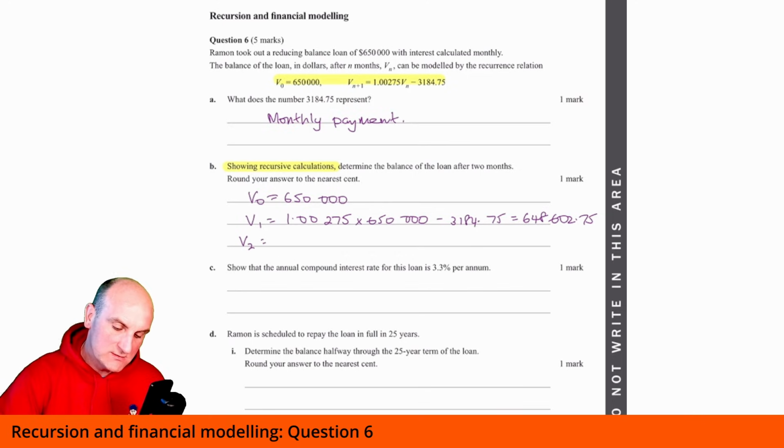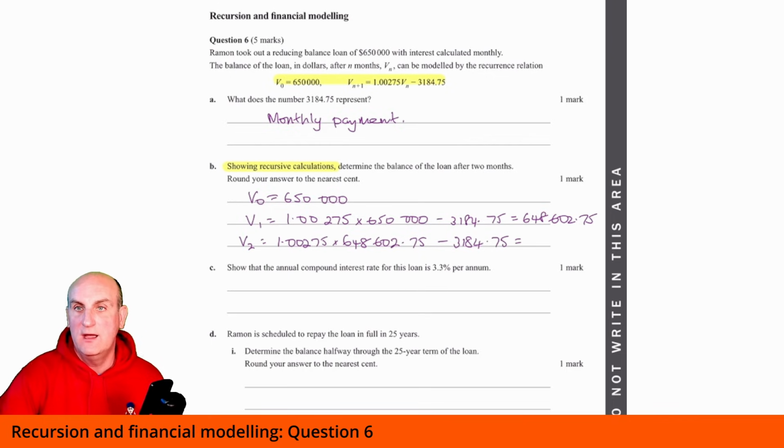And then we do it again. V2 is going to be 1.00275 times my previous value of 648,602.75 minus 3184.75. And that's going to give me, right, so 1.00275. We're going to times that by my previous answer, please, minus 3184.75. Hit enter. Gives me 647,201.75. Does it say to the nearest cent? To the nearest cent. So 647,201.66.